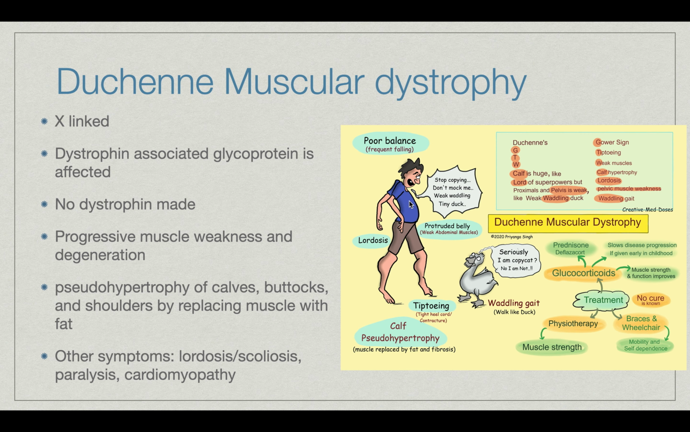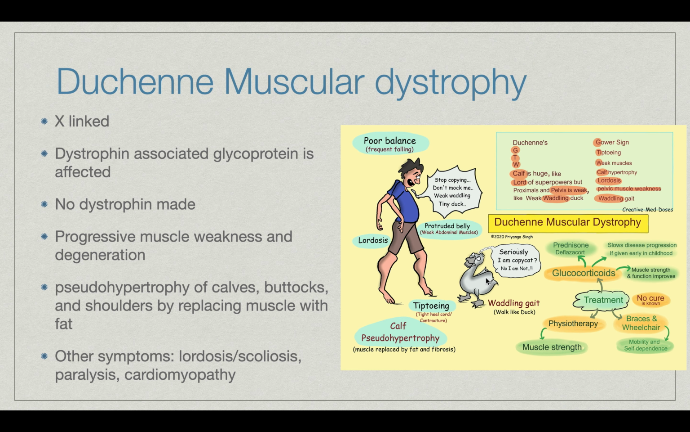Eventually there's going to be paralysis, and these patients do suffer some cardiomyopathy, and they have frequent falling, and they have a protruded belly because of the lordosis. They have a tiptoeing kind of walk because of the contracture of the Achilles tendon and the calf muscle being affected.